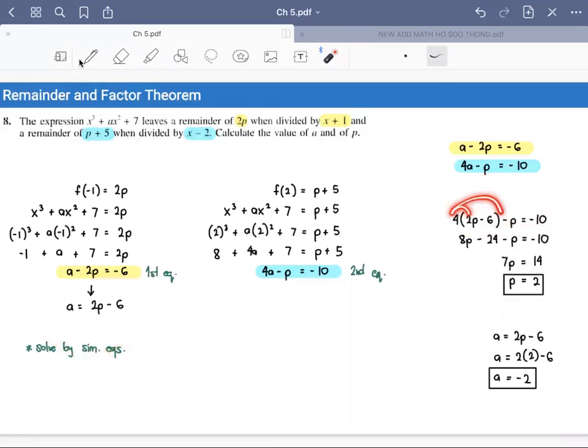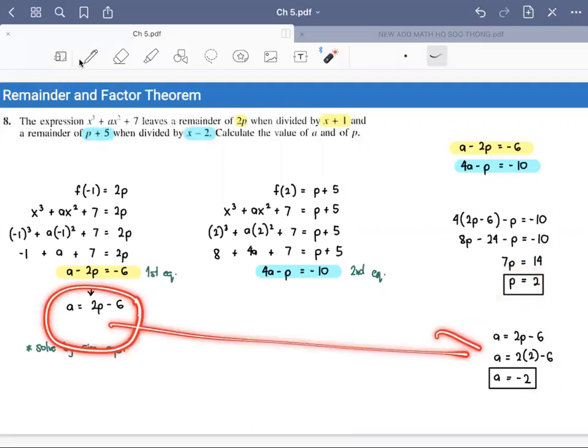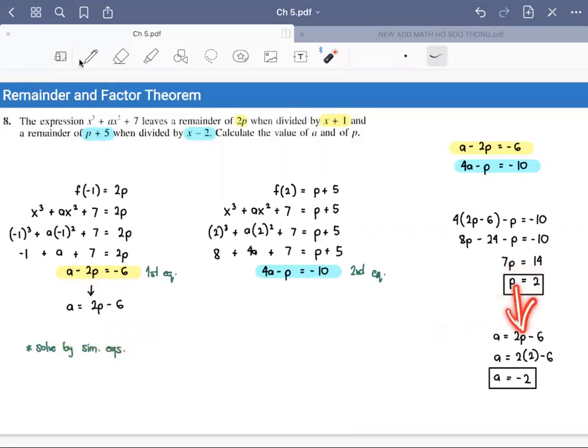And then simplifying this, you'll get 8p minus 24 minus p equals minus 10. So solving for p, 8 minus 1 is 7p. Transpose it here, you'll get plus 24. So you'll get 7p equals 14. So therefore, p is equal to 2. And then for the value of a, you'll just use this one and plug in the value of p, which is 2. So a is equal to negative 2 for number 8.